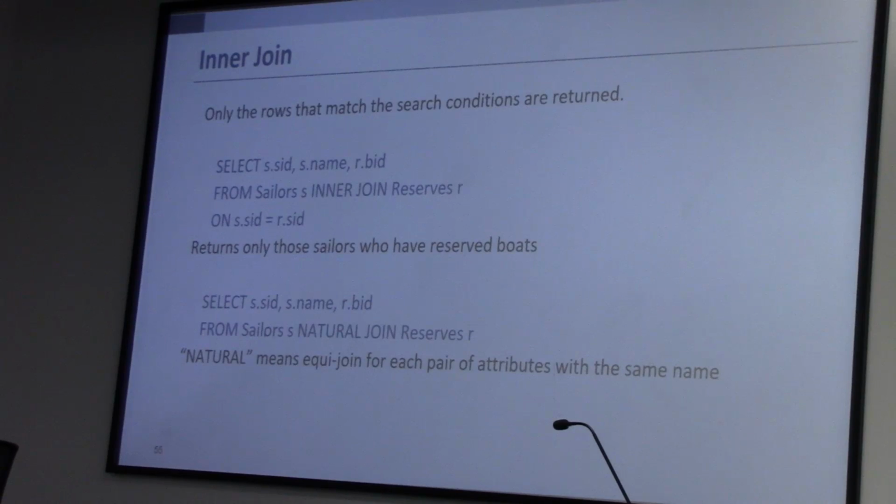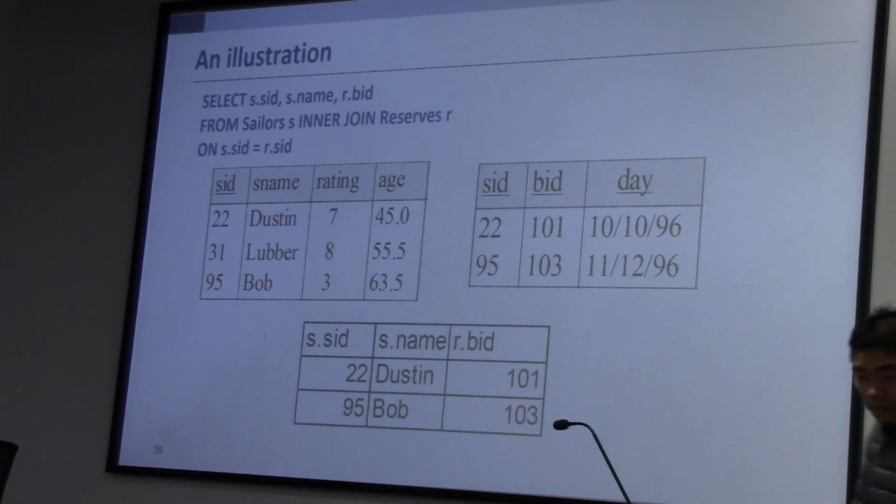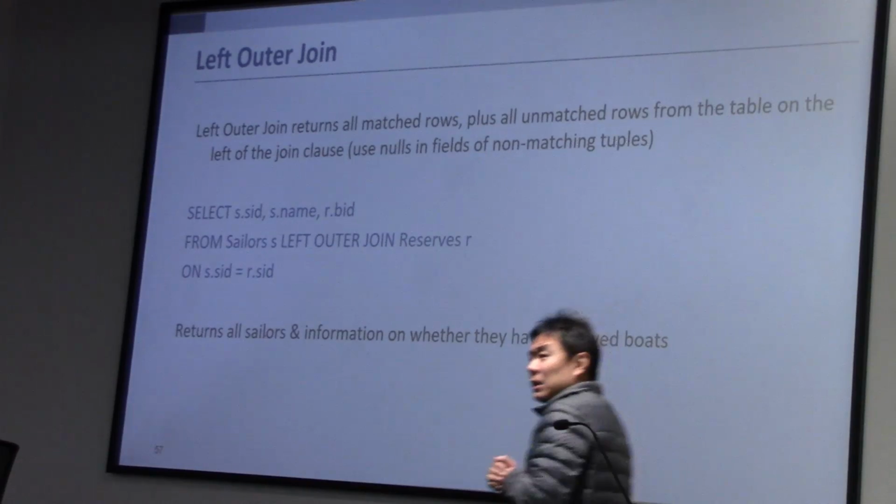Of course, an inner join doesn't have to do that. An inner join can use any qualification list. For example, we can say sailor ID not equal to reserves sailor ID. I can supply any condition I want. But for natural join, you don't have that choice. So that's the simple difference between the two. This is the simple illustration of this. Now let's look at outer join.